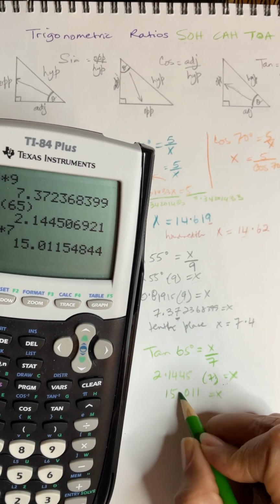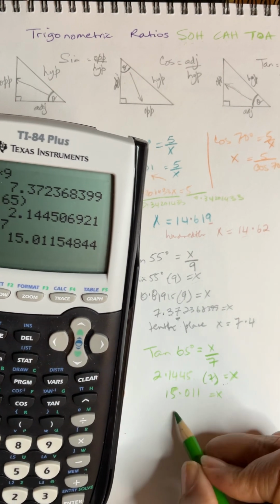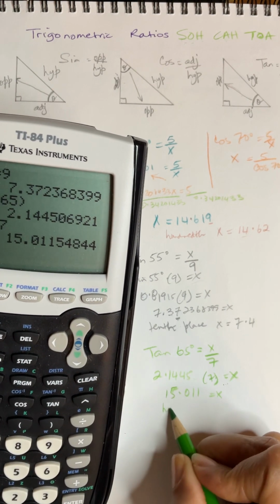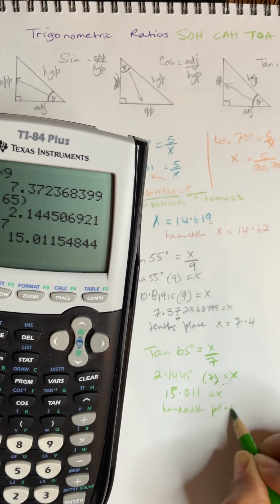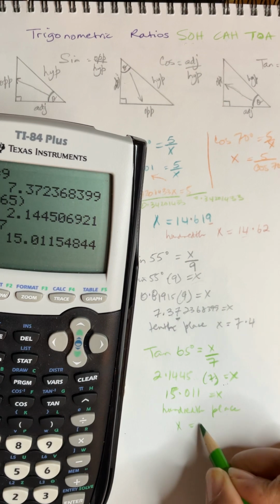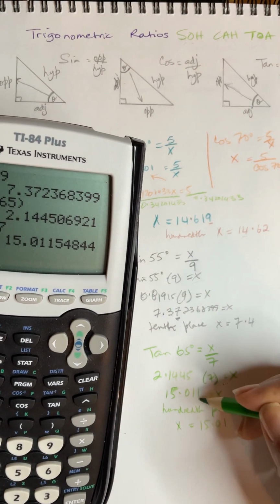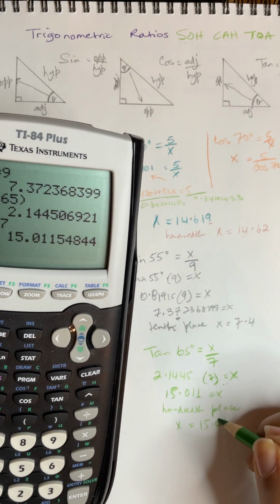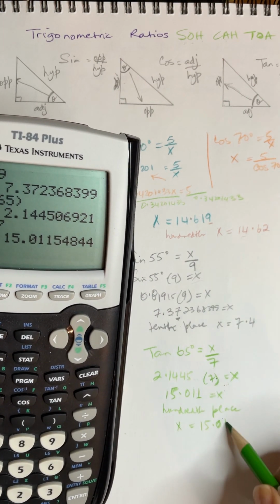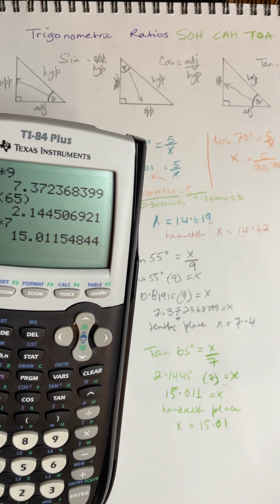15.011. If you're asked to write this in the 100th place, you simply write x is equal to 15.01. All right, the one after is less than 5, so then you just keep the number, you don't round up, keep that number, okay?